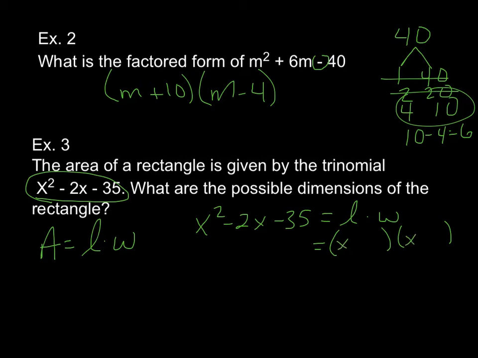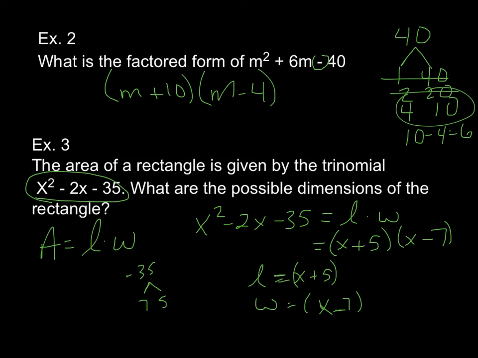So I know it's x and x, and I've got negative 35. What numbers are going to multiply to 35 but have a difference of 2? That's going to be 7 and 5. I want it to be negative 2, so it's got to be 5 minus 7. So the possible dimensions would be a length of x plus 5 and a width of x minus 7. It doesn't matter which one I make the length and which one I make the width, as long as I have identified each of them as one of the dimensions of the rectangle.